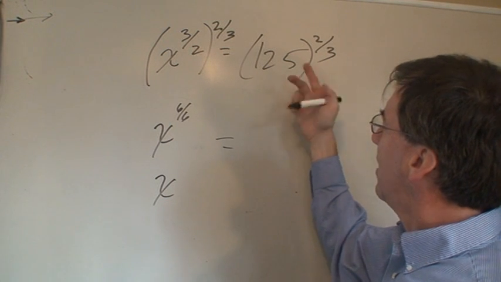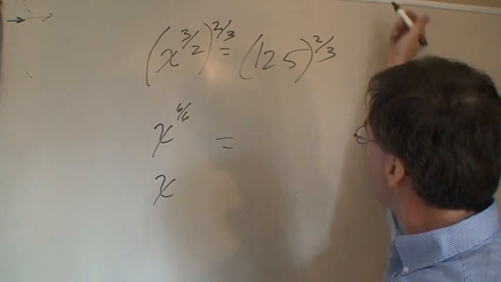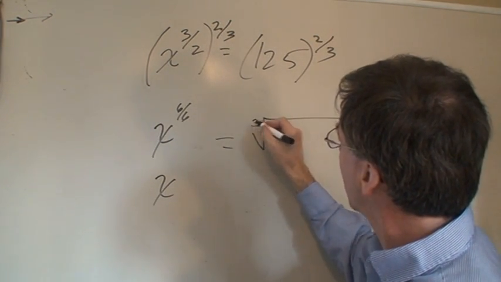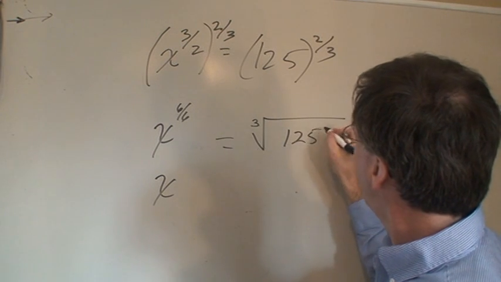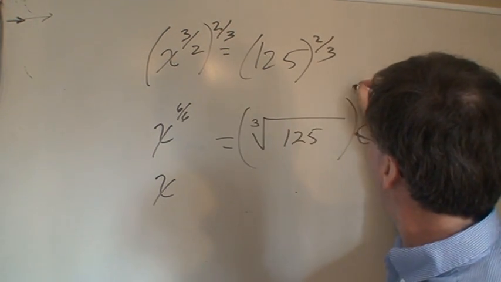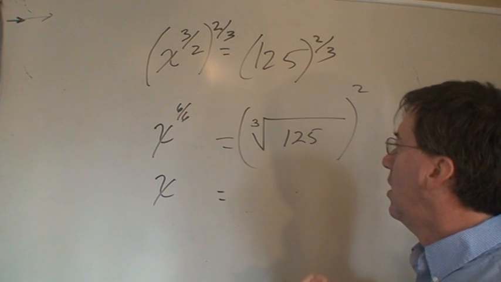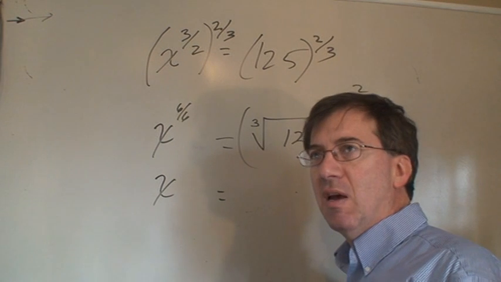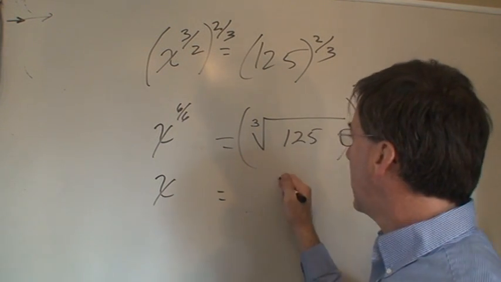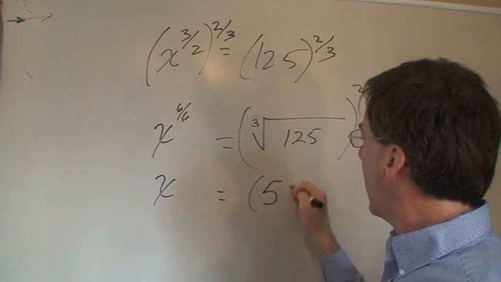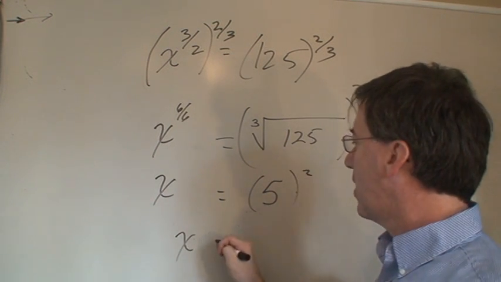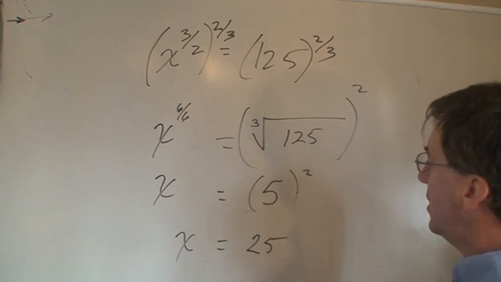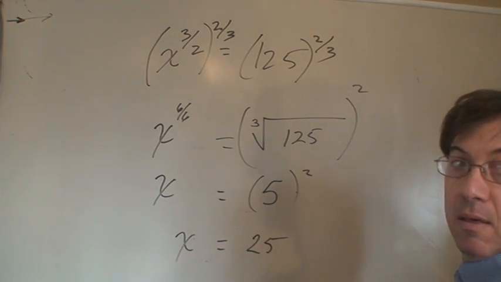Now, 125 to the 2/3. The bottom part, the 3, is a root, okay? So the third root of 125, and this means I'm going to square the whole thing, okay? All right, now, the cube root of 125, if I put that in my calculator, I'll find out what times what times what equals 125. Well, that's a 5, okay? I still have to square it, so x is going to equal 5 squared, or x is going to equal 25. All right? So that's my final answer on that one.